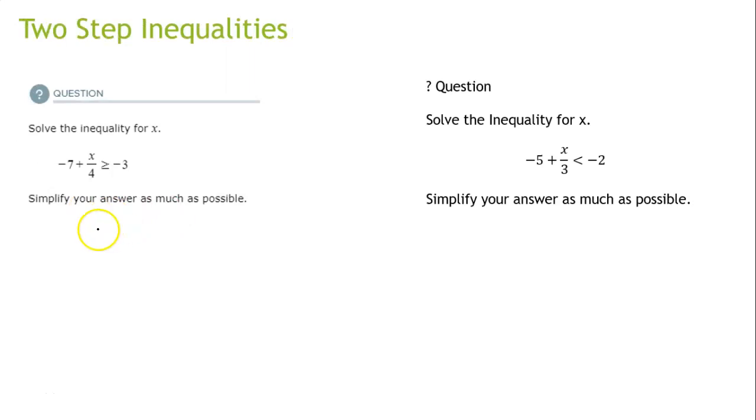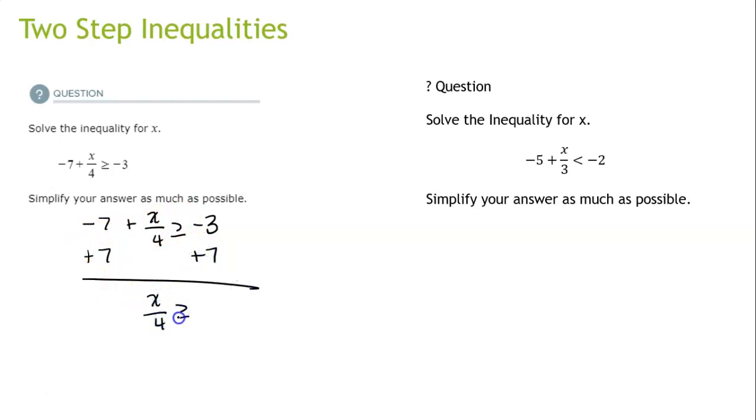All right, last type of the two-step inequalities. What if we have this divide on the inside? Some of you like to go ahead and multiply everything by 4. I don't necessarily need to do that first because I can see that I can just add 7 to each side. So I have x over 4 is greater than or equal to 4. Multiply both sides by 4 so that the 4's cancel out. No reason to flip, so x is greater than or equal to 16.